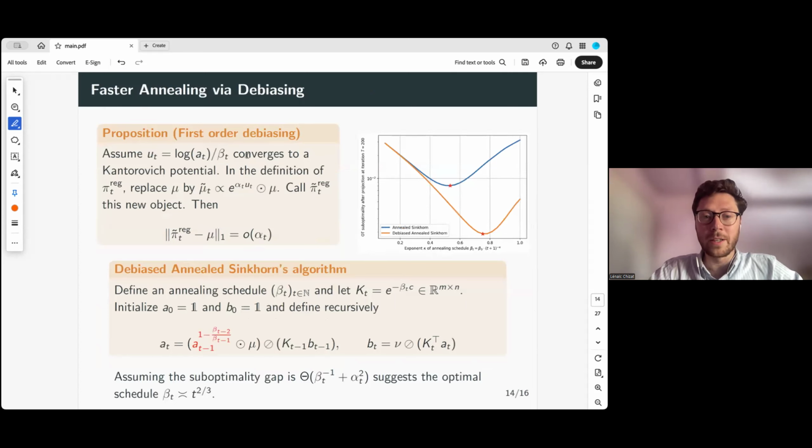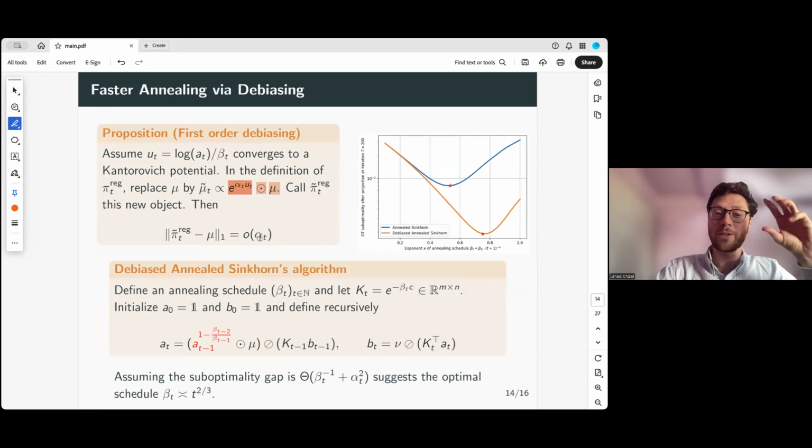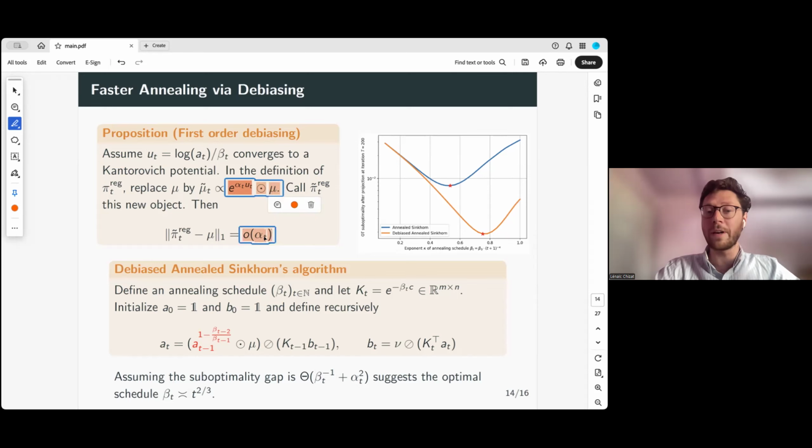So here we use a trick where we modify the marginal mu, using the dual solution of the optimal transport problem, in such a way that when you solve the relaxed problem of the regularization path, you will get a smaller error in terms of alpha. So you can keep the first order error term. Without this modification of the first marginal, you will get a big theta of alpha t here. And by modifying the first marginal, you can get to little o of alpha t.